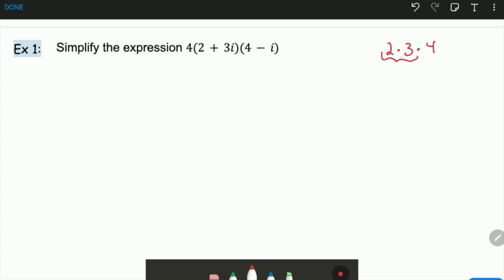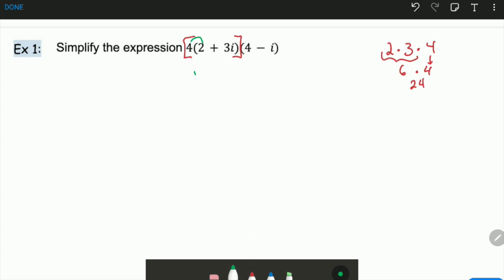In 2 times 3 times 4, you would group 2 times 3 together and get 6, and then take that result and multiply by 4, giving us 24. In the same situation here, we have to group two of these together first and multiply those, and then take that result and multiply it by the third. So I'm going to distribute 4 through.